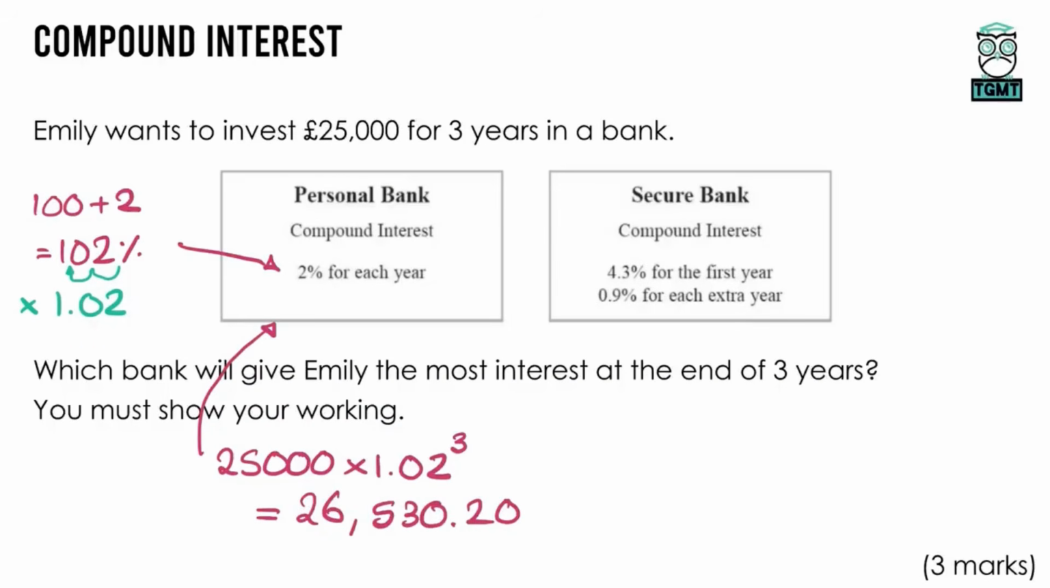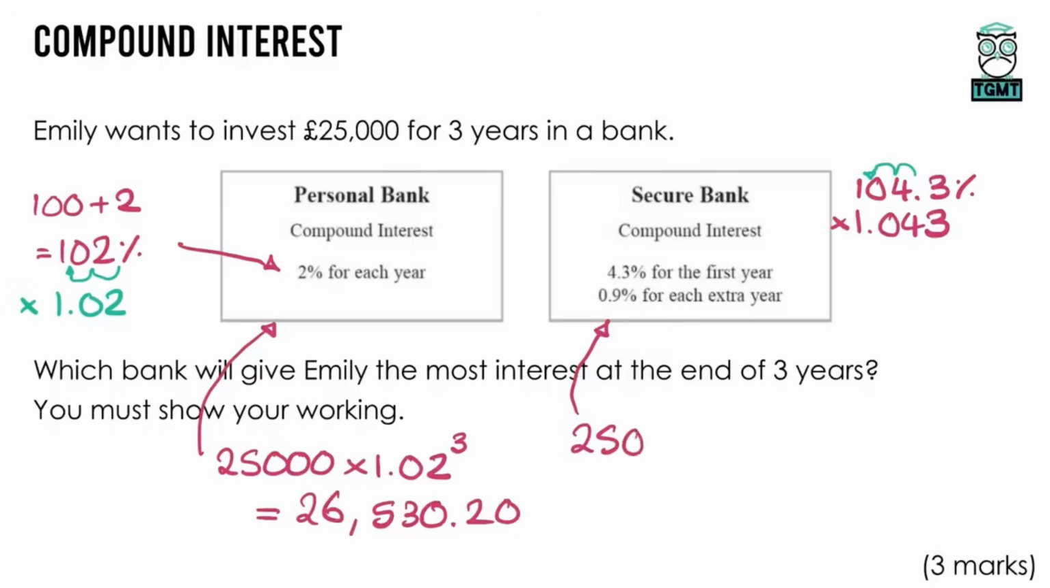Now we do need to be a little bit more careful with secure bank because there is a different amount in the first year. And with 4.3%, we do get some quite small percentages in terms of the multiplier. So if we add that to 100%, in this question, you would get 104.3% in the first year. To turn it into a multiplier, divide by 100, and just being really careful of those decimal places, we get 1.043. So in the first year, we need to times by 1.043.